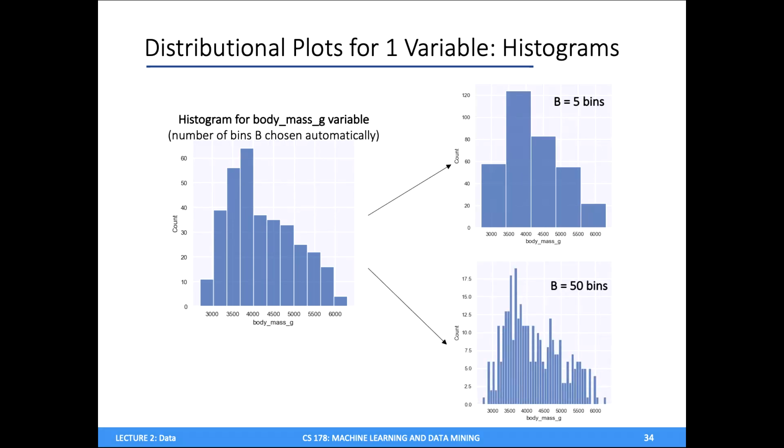And if I increase it up to 50 bins, I get a much finer grained view of my data. However, this introduces a lot of noise. Some of these bins, like maybe down in the bottom left, only have one penguin in them. So you need to be a bit careful when you do data visualization, just to make sure you're appropriately representing your data. And here we're looking at the body mass of the penguins, just for some context.